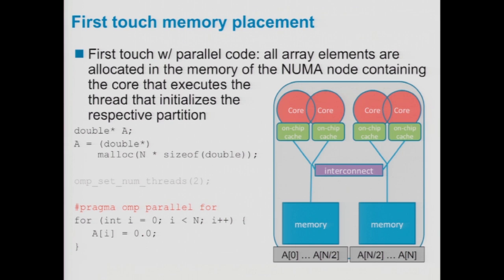Previously in the barrier section, we talked about using the nowait clause to eliminate a barrier between two loops if the computation was aligned. This is another case where we're trying to align computation to threads so that the thread which initialized it is going to be the thread that uses it later.